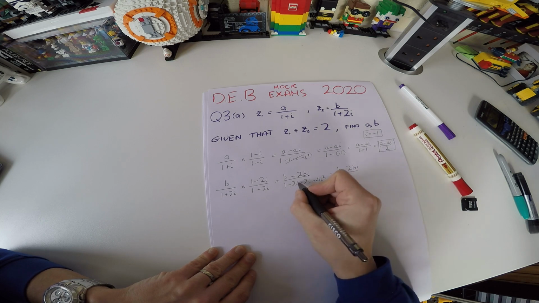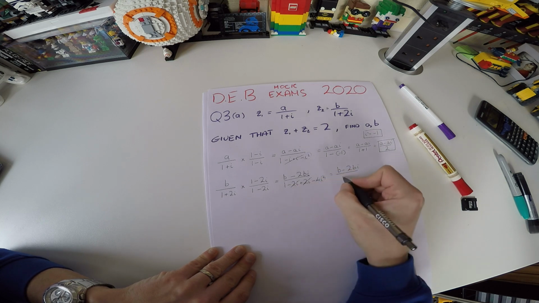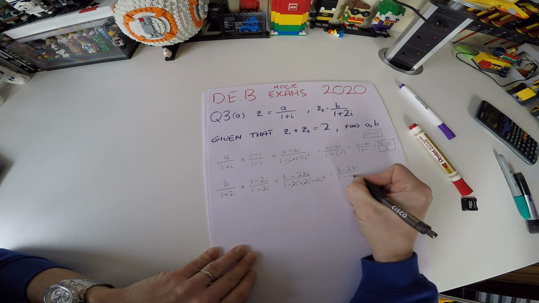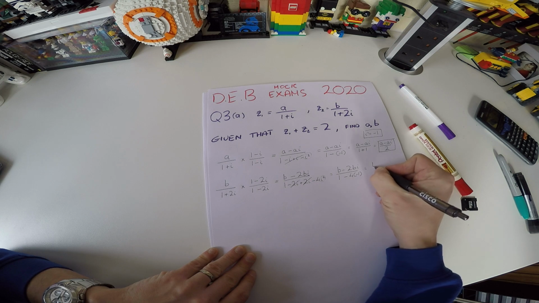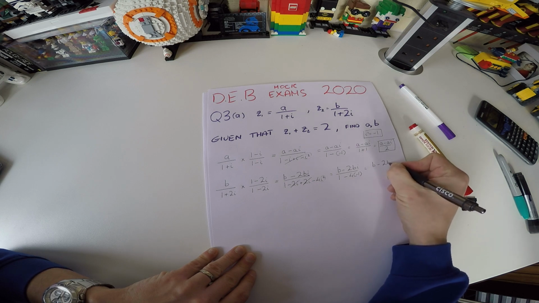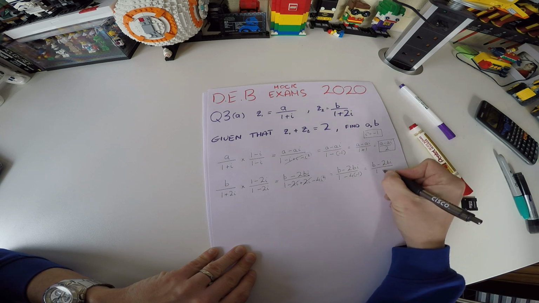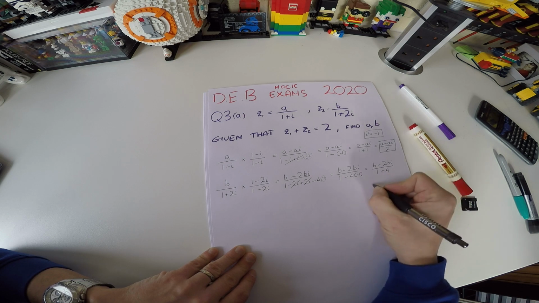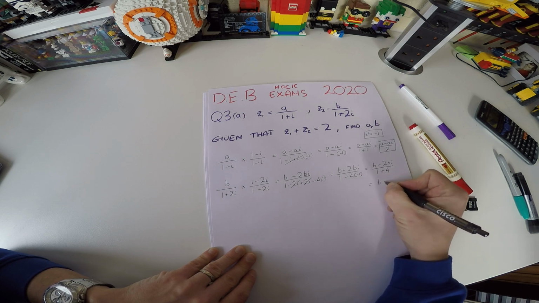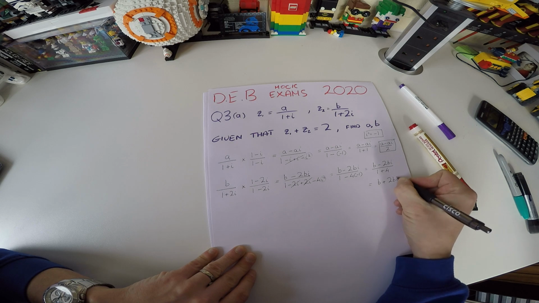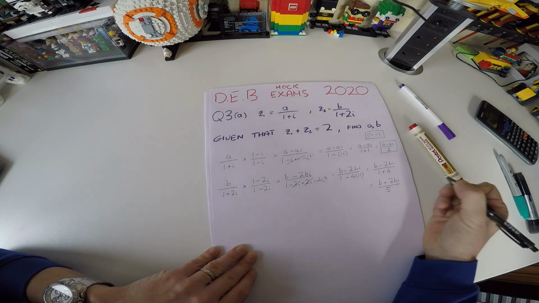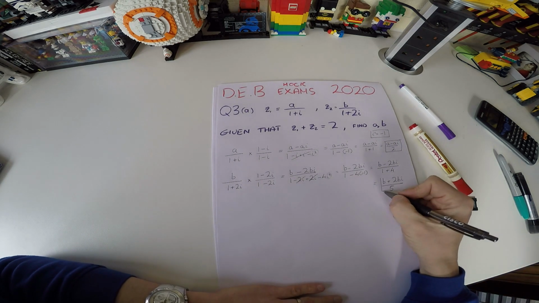Again, we have this i squared, so the middle terms always cancel. And then we have 1, and we have minus 4 and i squared being minus 1. That gives us b minus 2bi over 1, which now becomes plus 4. So this number becomes b minus 2bi over 5. So there's our second one.